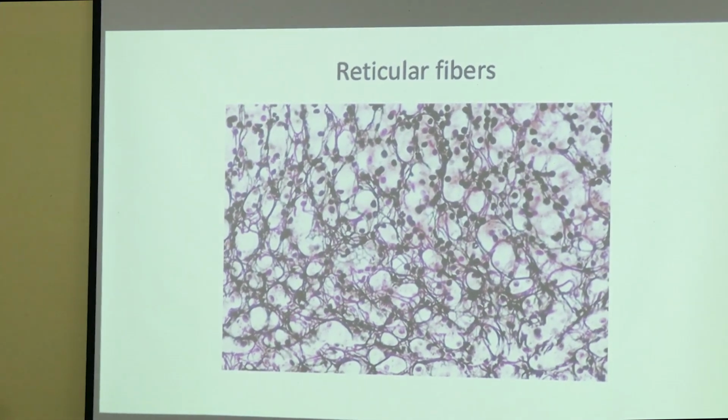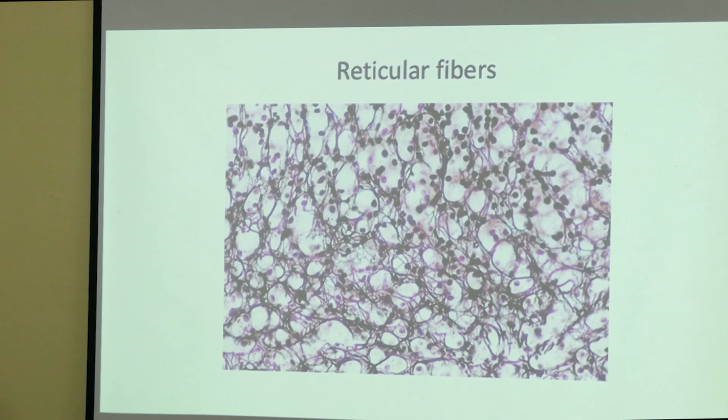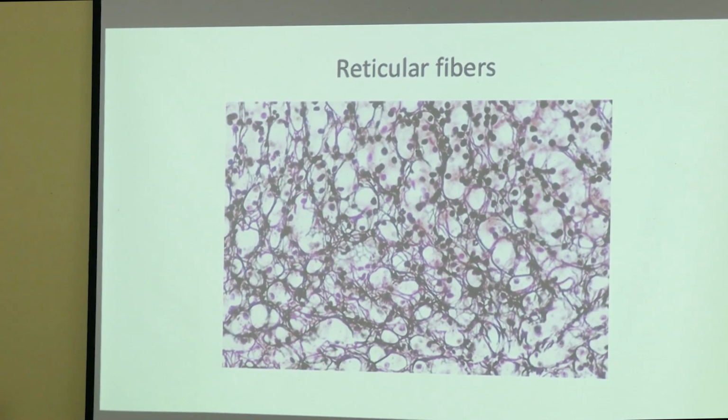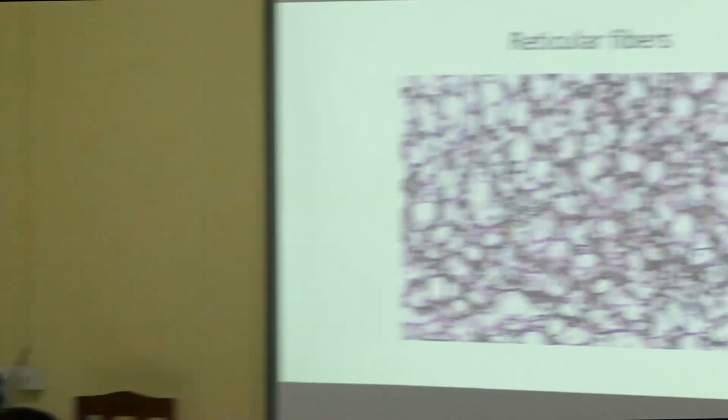Different types of collagen fibers are there in our body. Among them, type 3 collagen fiber is nothing but the reticular fibers. That's why I told you that different varieties of collagen fibers are present in our body. Each variety has some different properties and arrangement of the fibers. That's why type 1, type 2, type 3.